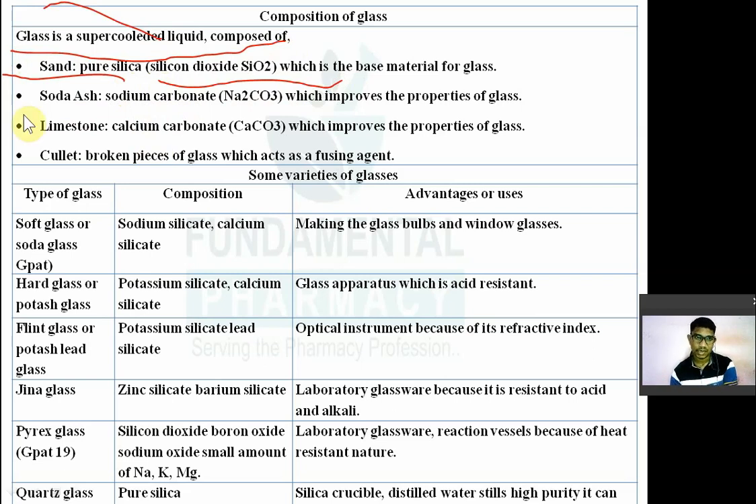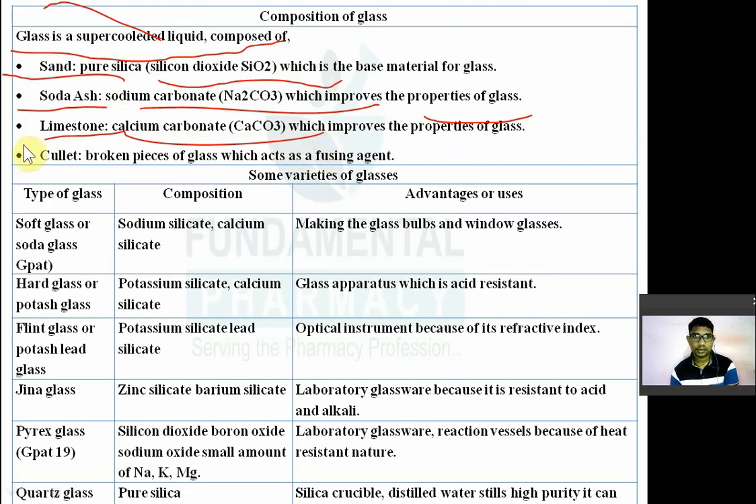That is a base for glass. Then along with that it also has soda ash. Soda ash means sodium carbonate, which will improve the properties of glass. Then limestone. Limestone means calcium carbonate, which will again improve the properties of glass.